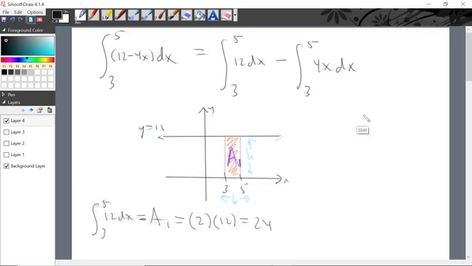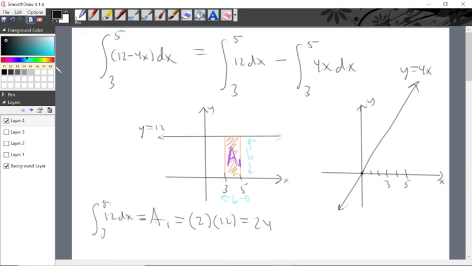What about this integral over here then, right? We've got y equals 4x. Y equals 4x is a line. It crosses through 0, 0, and it has a slope of 4. So let's take that. Y equals 4 times x. Here's the y-axis. Here's the x-axis. 1, 2, 3, 4, 5. Here's 3. Here's 5. We're bounding it on the left by x equals 3. We're bounding this region on the right by x equals 5. So this is the region right here that we're interpreting as this definite integral. I'm going to call that A2.